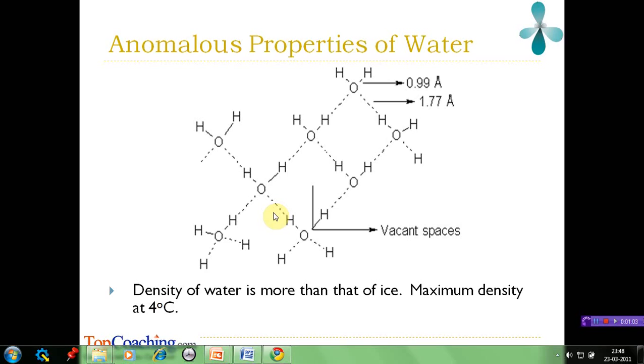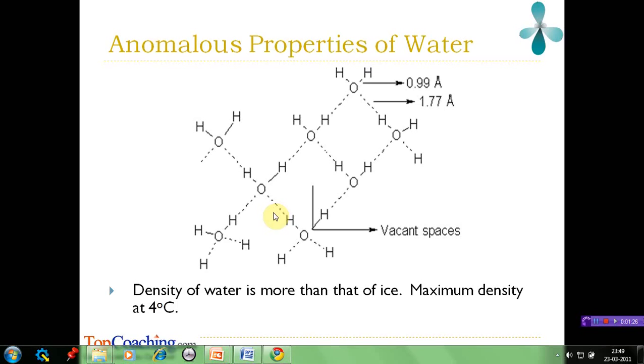This results in a sharp increase in the density. The density of liquid water is therefore higher than that of ice. Maximum density is displayed at 4 degrees centigrade. As liquid water is heated from 0 degrees centigrade to 4 degrees centigrade, the hydrogen bonds continue to break and the molecules come closer and closer together.